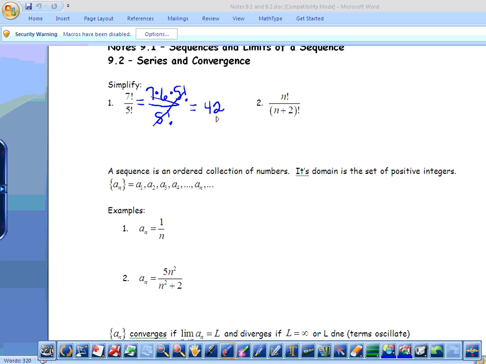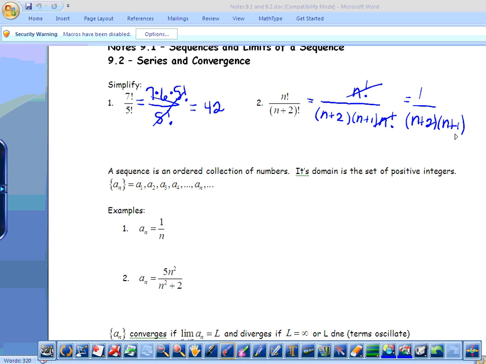All right, now let's do the same thing when we have variables. Which one is bigger, the numerator or the denominator? n factorial or n plus 2 factorial? It's going to be n plus 2 factorial, right? So n plus 2 factorial would be n plus 2 times n plus 1 times n times n minus 1, etc. But I'm going to stop at n factorial because I have an n factorial on top. So they'll cancel out, and this will simplify to 1 over n plus 2 times n plus 1.